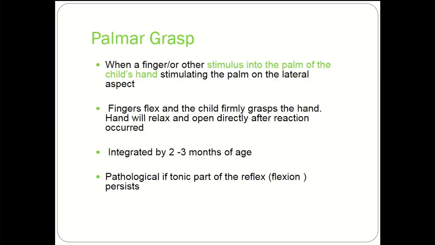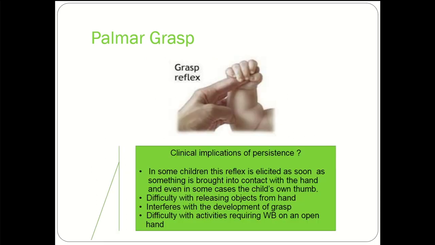Next is the palmar grasp. Here, when a finger or other stimulus is placed in the palm of the child's hand, stimulating the palm on the lateral aspect, in response the fingers will go into flexion and the child will firmly grasp. The hand will relax and open directly after, and the reaction can reoccur. It is integrated by 2 to 3 months of age. It is pathological if the tonic part of the reflex, that is the flexion, still persists. It is like this.